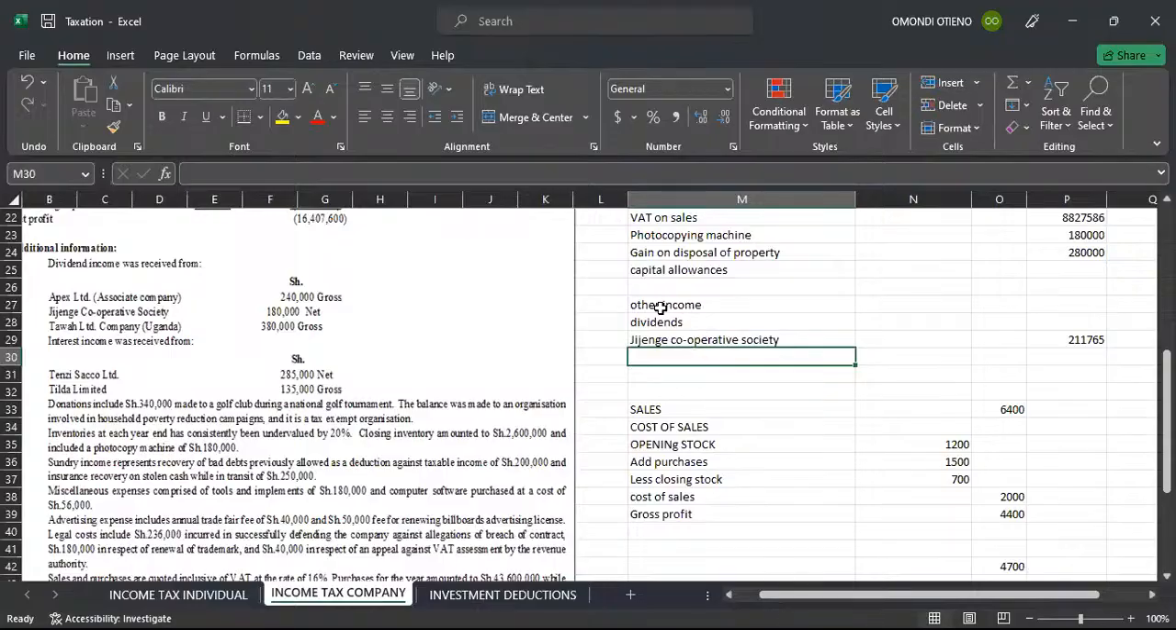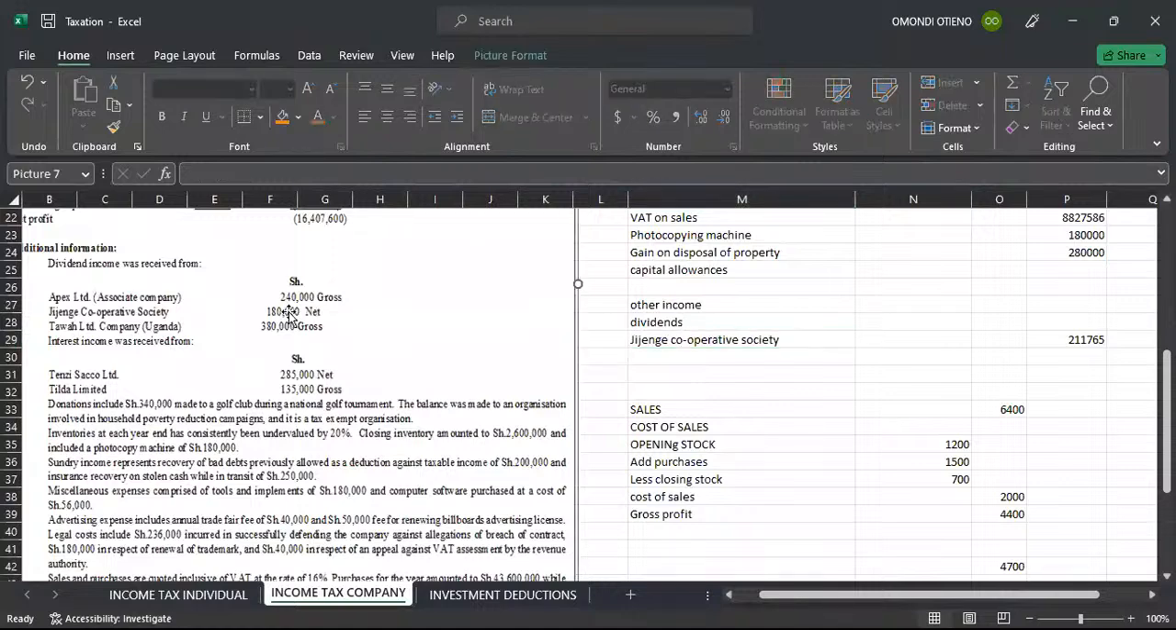Yes, this one here, remember I've indicated it is other income. So this one is supposed to be subjected to tax, but the only thing we are doing is we adjust it to the right value. They recorded 180,000. So we have to take care of it.